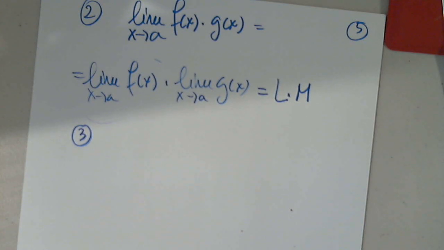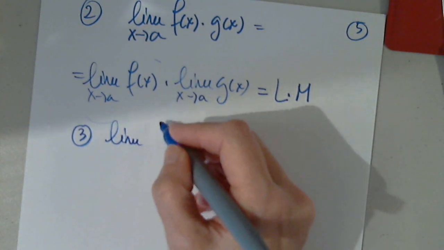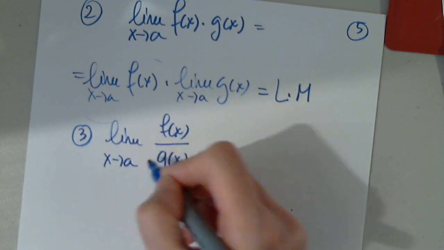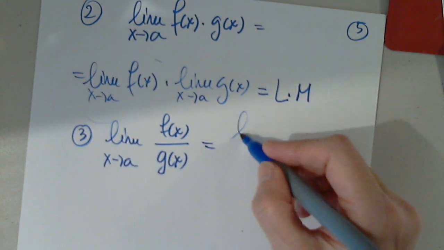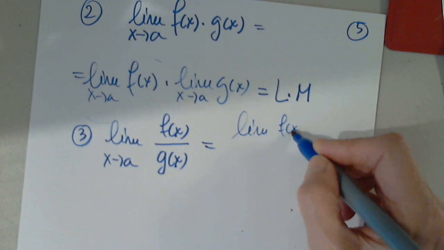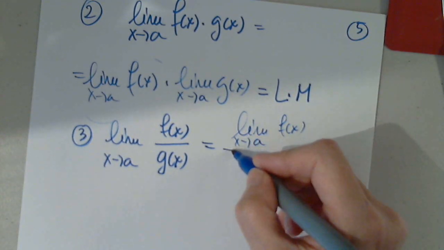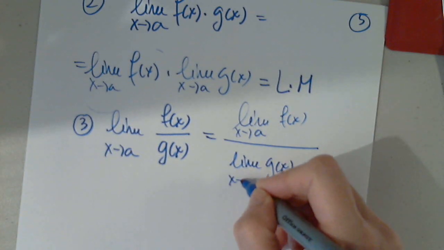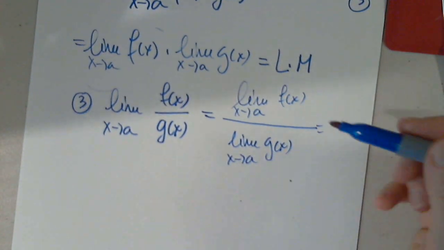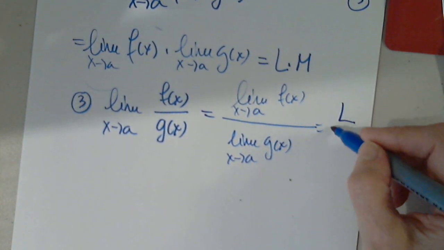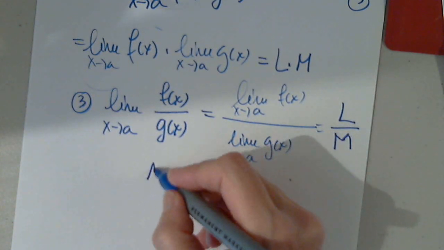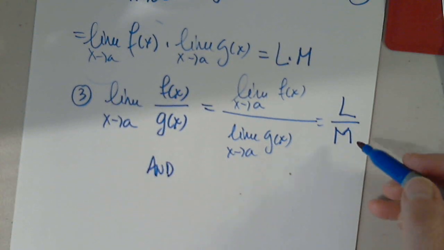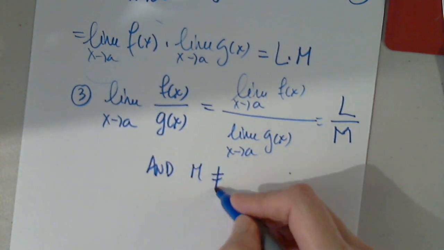Of course, the same idea with the ratio. So limit of f of x divided by g of x as x approaches a. This will equal the limit of f of x as x approaches a over the limit of g of x as x approaches a, assuming that the limits exist, and definitely M cannot be 0.